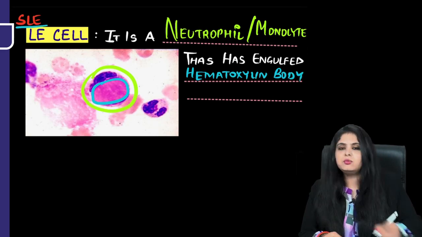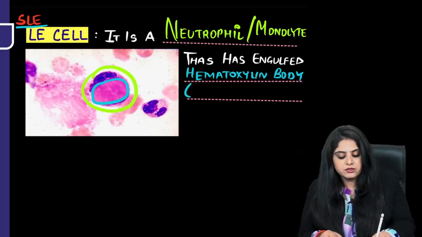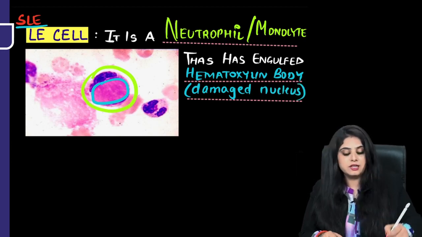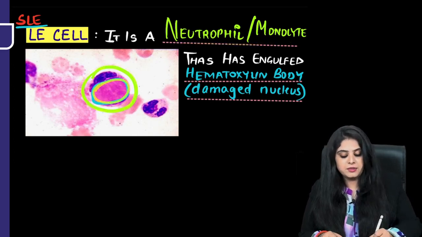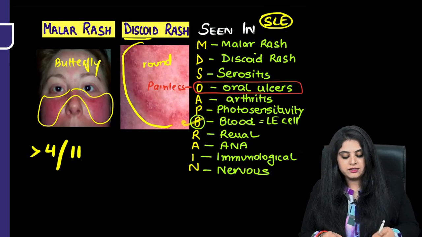See, SLE is what? It's an autoimmune disorder. Now we are going to break our things, we are going to damage our things. So hematoxylin body is nothing but a damaged nucleus. Some damaged cell or some damaged nucleus has been eaten up. So this is exactly how the question comes. It's either a neutrophil or a monocyte, and it has eaten up some damaged body known as hematoxylin body. That is the LE cell. That is what you see in the blood.